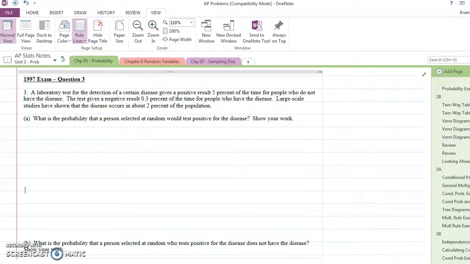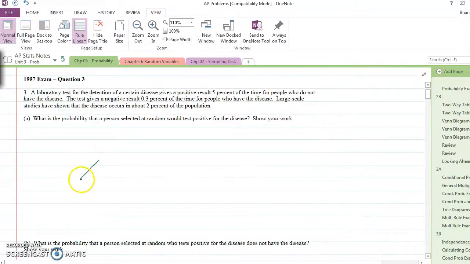So this is obviously, like I said earlier, a tree diagram question. What I want to look at right now is the percent of the population that actually has the disease. So if I do this, has disease, and then does not have disease. There's probably a better way of writing that. And the probability of this is 0.02, and this is 0.98.